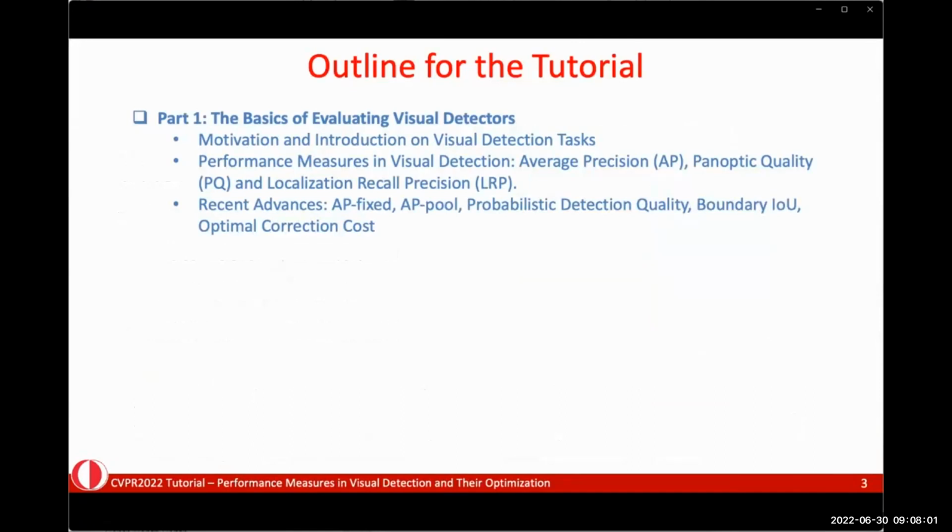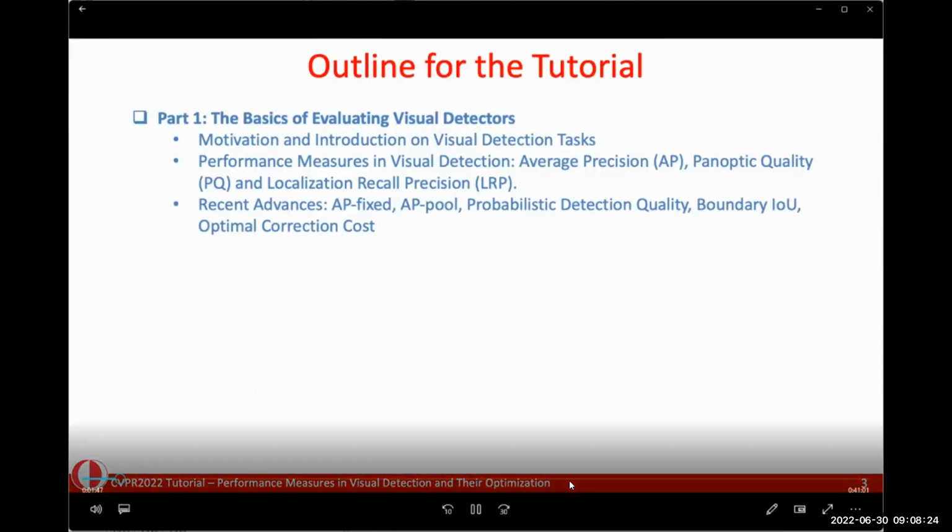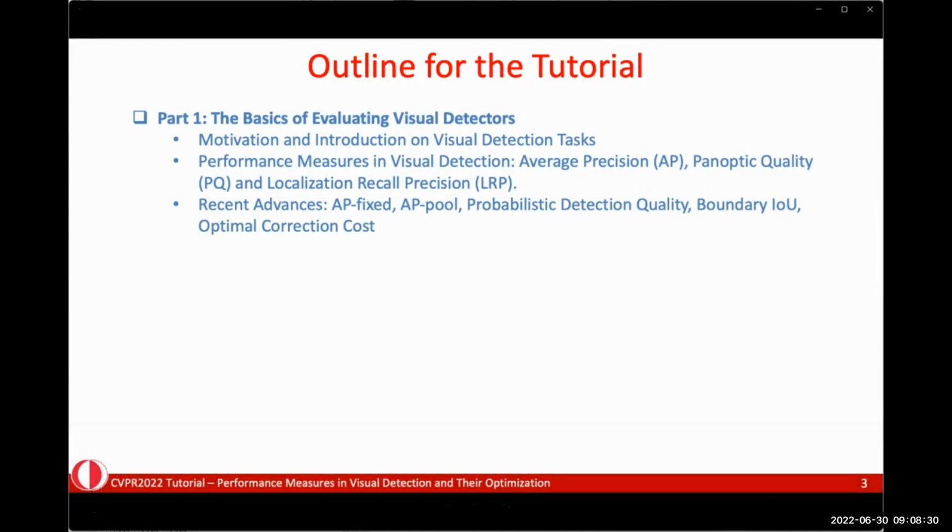Our tutorial consists of 3 main parts. The first part will give us the background and basics on evaluating visual detectors. We will introduce the visual detection problems and describe the widely used performance measures as well as the recent advances in this subject. In this part, we will basically be explaining average precision, the most widely used performance measure, and briefly talk about its limitations. Then we will introduce the panoptic quality and the localization recall precision error metric. Finally, we will close by introducing more recent progress in the field, namely AP variants such as AP fixed and AP pool, probabilistic detection quality, boundary intersection over union, and optimal correction cost.